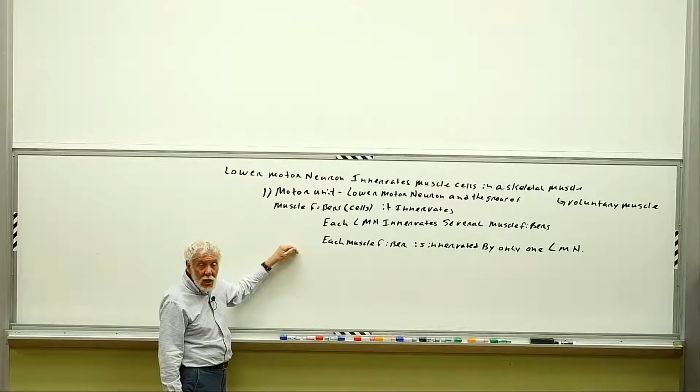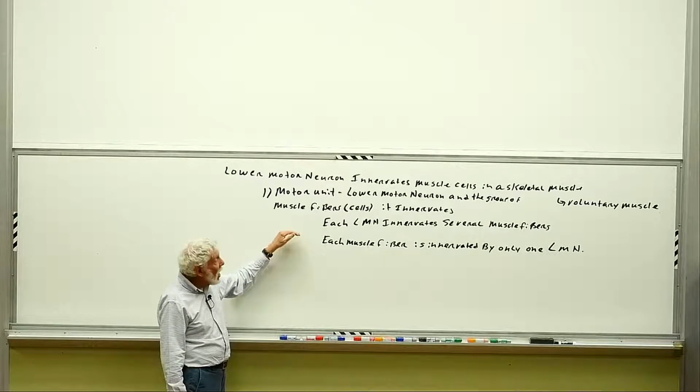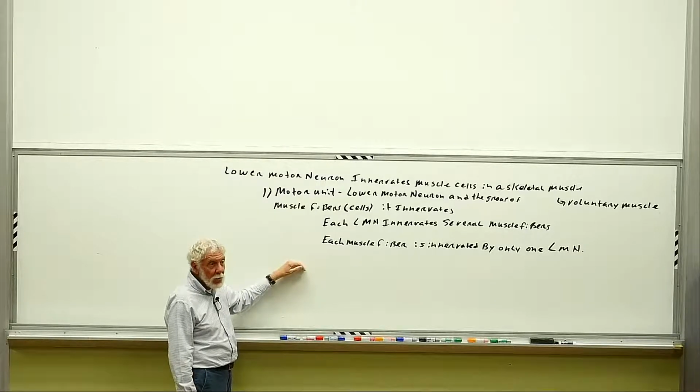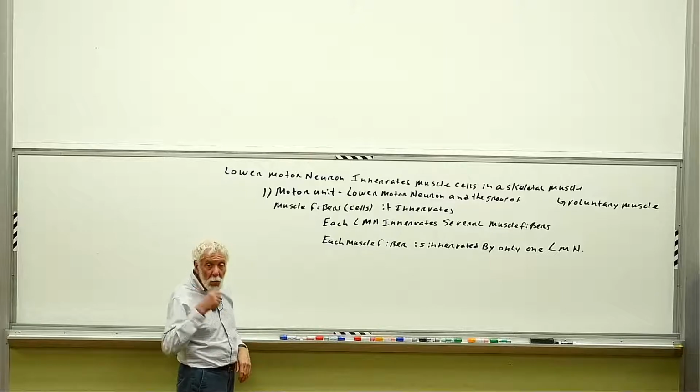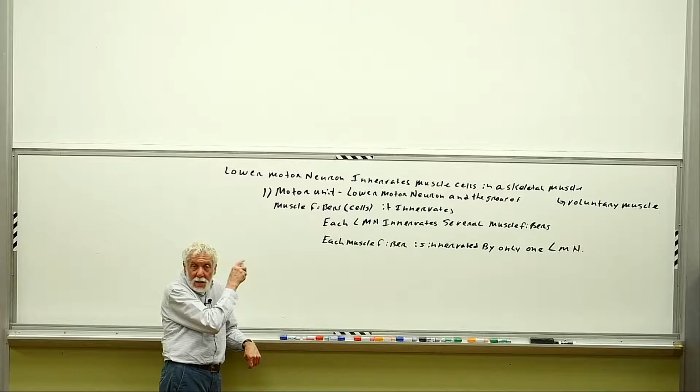What this tells us is that each time we turn on a lower motor neuron, we're going to turn on several muscle fibers. So when you think about a muscle that has 1,000 muscle fibers in it, you may have maybe 20 motor neurons innervating that muscle. Each one of those motor neurons then would innervate 50 muscle fibers. So one motor neuron, multiple muscle fibers. So any questions on that?